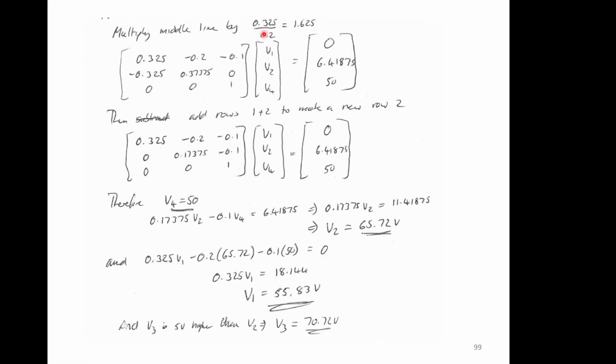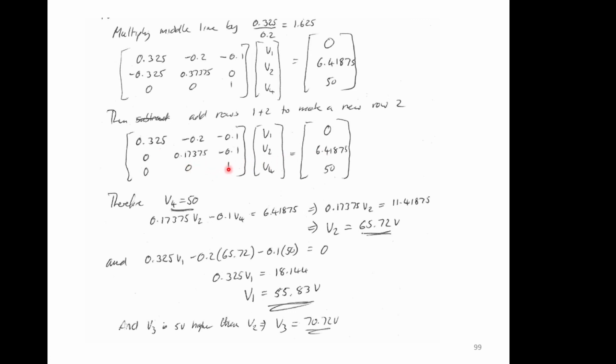In this case, multiply the middle line by 0.325 over 0.2, so you're going to need a calculator for this. If you do that to all of those numbers in there, we end up with, importantly, these two the same, except for the difference of sign. Add the rows together. That then gives you a new middle row and we're into echelon form.